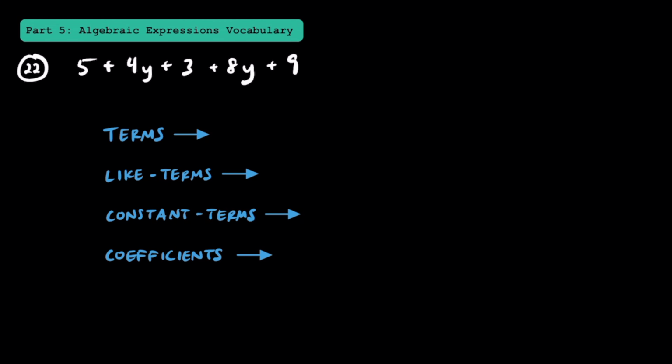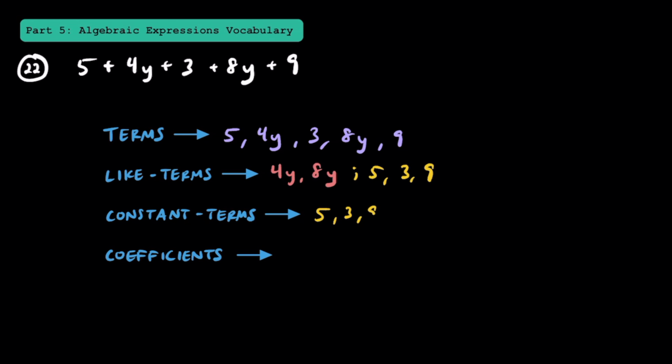Question 22. We have the expression 5 plus 4y plus 3 plus 8y plus 9. Our terms here are going to be 5, 4y, 3, 8y, and 9. Out of all these terms, 4y and 8y are like each other, and 5, 3, and 9 are like each other. Out of these 5 different terms, 3 of them don't ever change, which are the constants, 5, 3, and 9. Our coefficients are the numbers in front of each letter being multiplied, so we have 4 and we have 8.